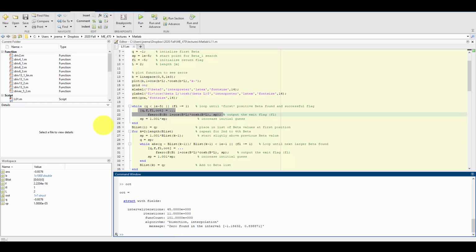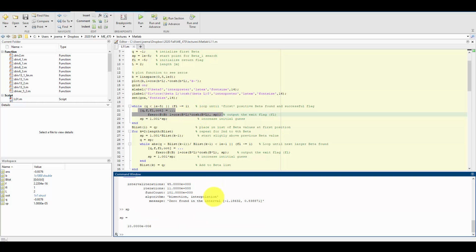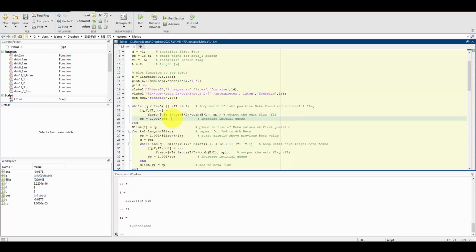Okay, so the problem here, from the first time when my starting point was this really tiny number, is that my q is negative, so that's not good, but it did converge. My flag is 1, my f is really small, close to 0. So what I'm going to do is increase the initial guess. That's what I'm doing in line 23 here: as I go through this loop, I'm going to slowly increase my initial guess.